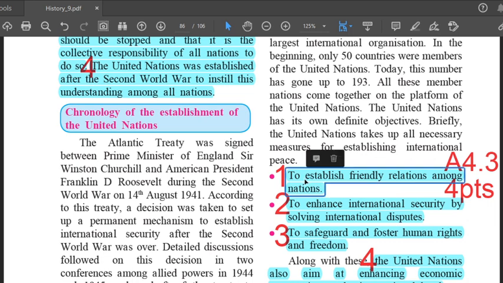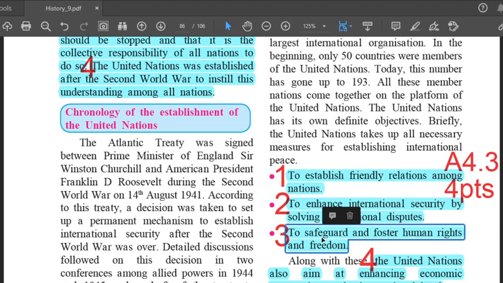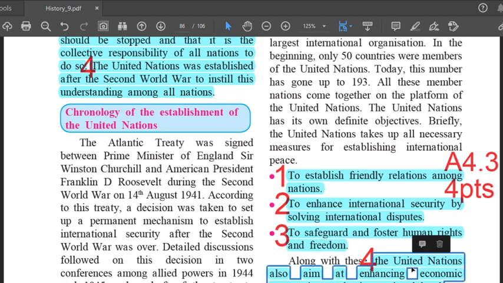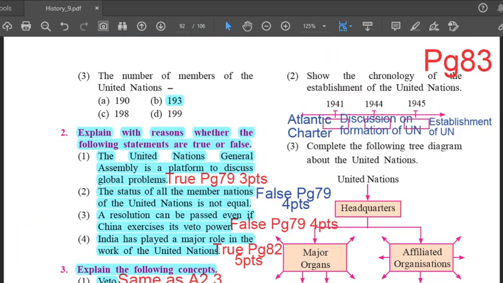The first one, to establish friendly relations among nations. Second, to enhance international security by solving international disputes. Third point, to safeguard and foster human rights and freedom. Fourth and the last point is the United Nations also aim at enhancing economic cooperation at the international level. Till here. That's answer 4.3, which comprises of 4 points. We'll see the next question.